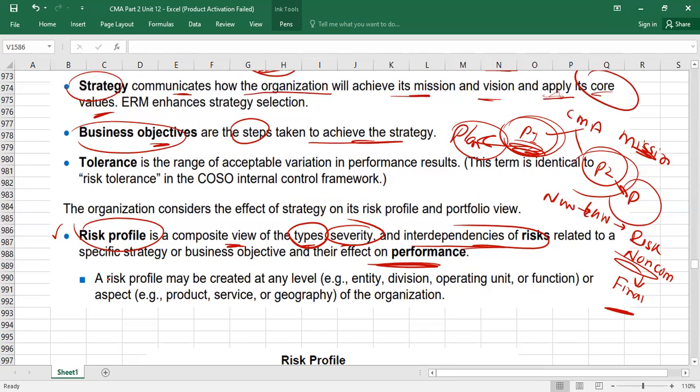Okay, so this risk profile, or this document, you can create at entity level, at divisional level, at factory level, or at departmental level, right or wrong? Or maybe you can create this risk profile regarding some product, or regarding some services, or you can also create this risk profile geographical area wise also.